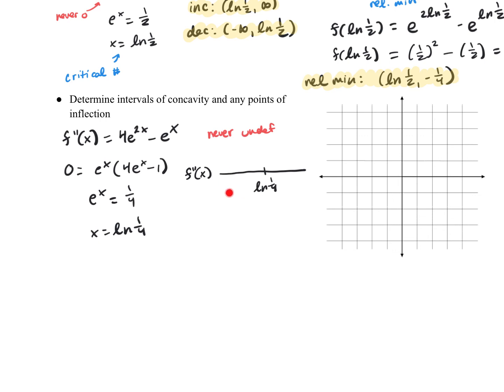So let's say we plug in some number less than the natural log of 1/4. So let's say we plug in like -2. This factor is always going to be positive. This factor would actually be negative. So our second derivative is negative here. And if you plug any value to the right, you will get a positive value. So that means that our graph is concave down when our second derivative is negative, so negative infinity to the natural log of 1/4, and our graph is concave up from natural log of 1/4 to positive infinity.